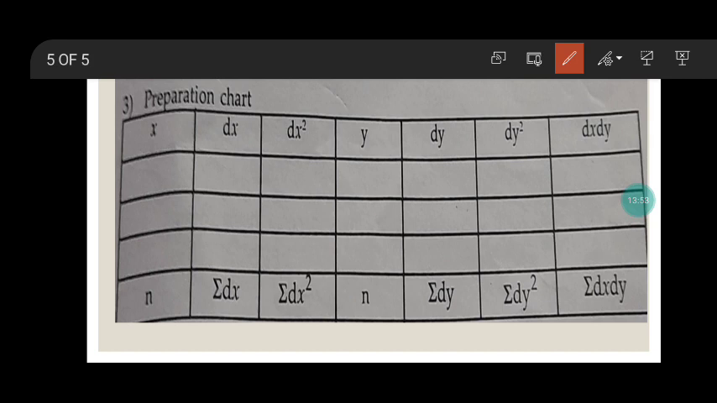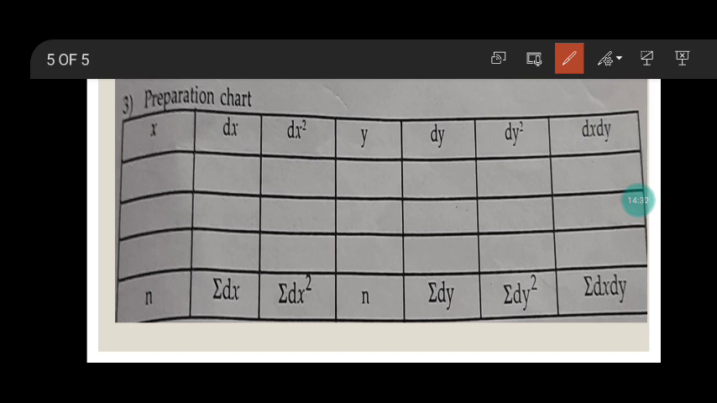Then you have to write all the variables given under the y series in y, and again if you have 10 variables in the y series, n would be 10. If you have 9 variables in the y series, n would be 9. Then dy: again you have to calculate the deviation from the assumed mean of the y series. When we see the numerical problems, I will tell you how this dy is calculated. Then dy square: in this column you have to take the square of the numbers written in the dy column.